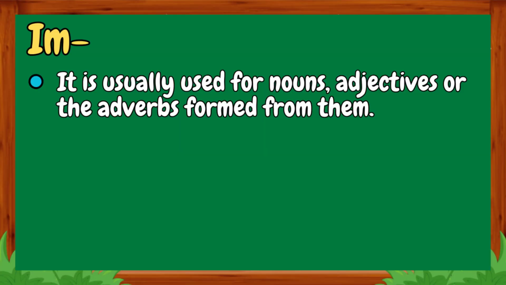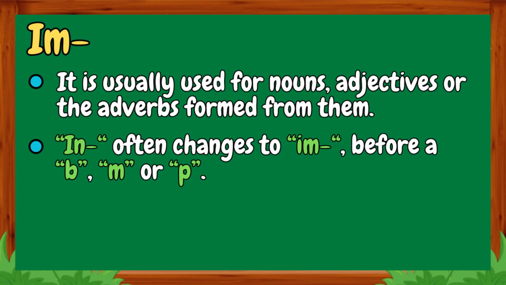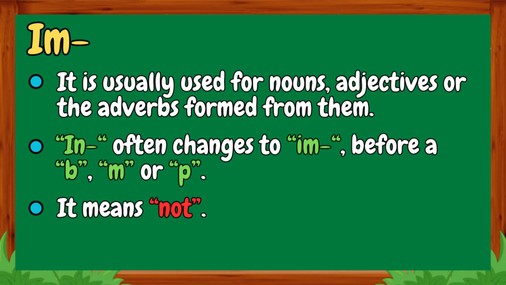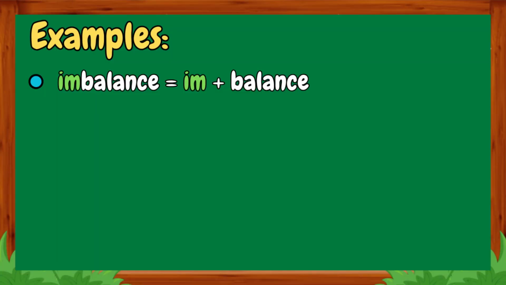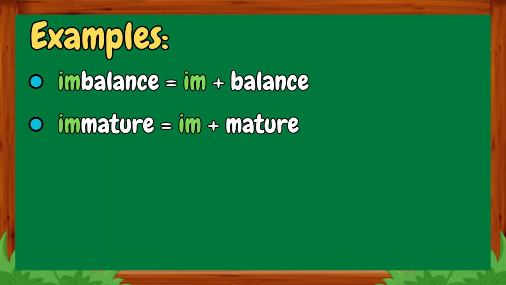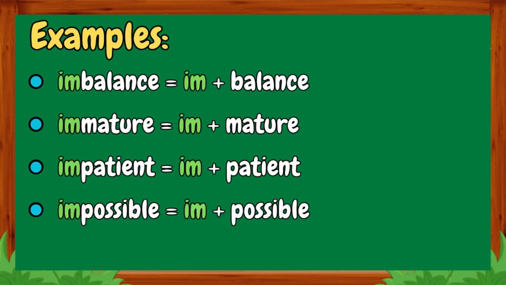Our third prefix is "im", and it is also used for nouns, adjectives, or the adverbs formed from them, but listen closely, here's a little bit of a difference. "In" is often changed to "im" before a word that starts with a B, an M, or a P. So that is very important to remember, and it also means not. So as always, let's go look at a couple of examples, and we have imbalance, immature, impatient, impossible.